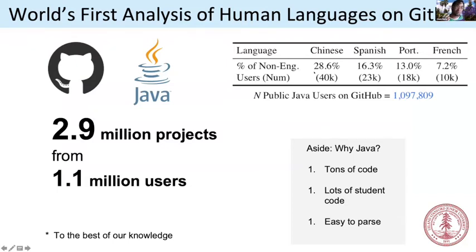When we do this, we look at what languages people are using. There's a lot of code with different languages, and it's very well spread out. The most common language is Chinese, but you see everything from Portuguese to Spanish to French to Swahili to Bahasa Melayu.